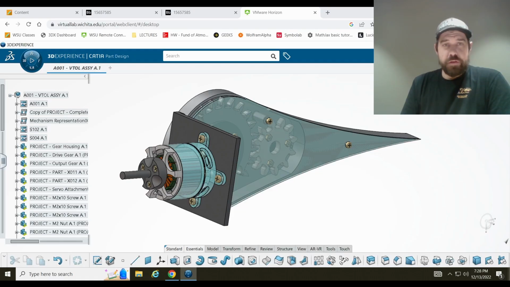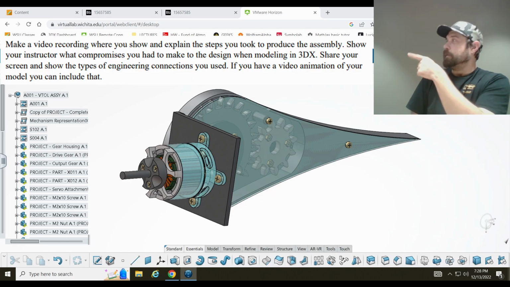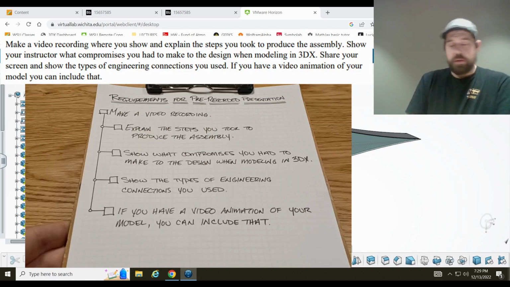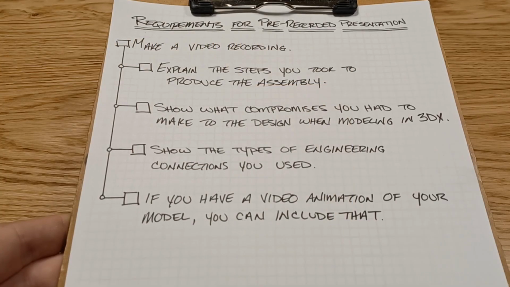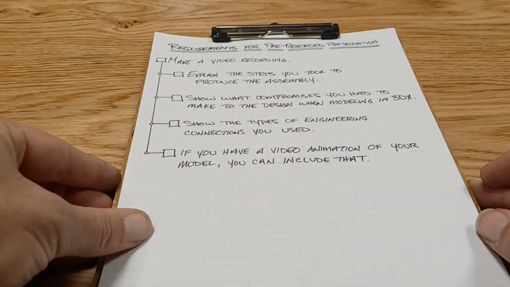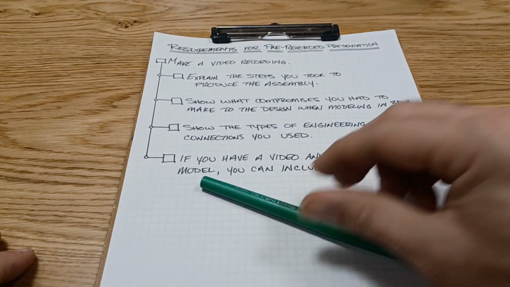So to go through this video, I took your requirements that you listed up here, and then I turned that into this checklist down here, and we'll just go through that. All right, the first thing on our checklist says explain the steps you took to produce the assembly. So let's look at the assembly.